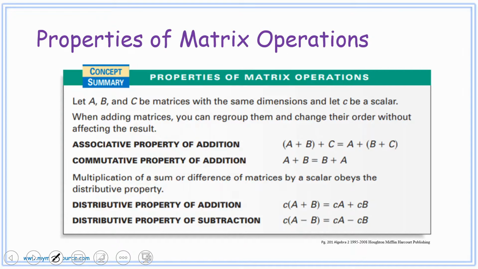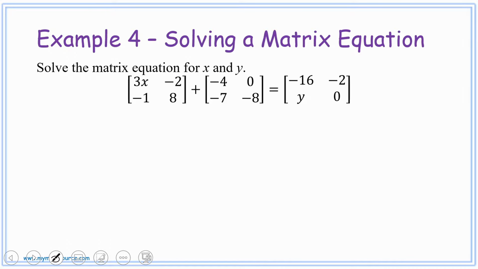All right, so the properties of matrix operations are basically the same as our regular operations. You see that the associative property will work. We see the commutative property also works. And then the distributive property of addition and subtraction, which means you can multiply the scalars into any matrix expression. With this said, we can go ahead and try to solve this matrix equation.